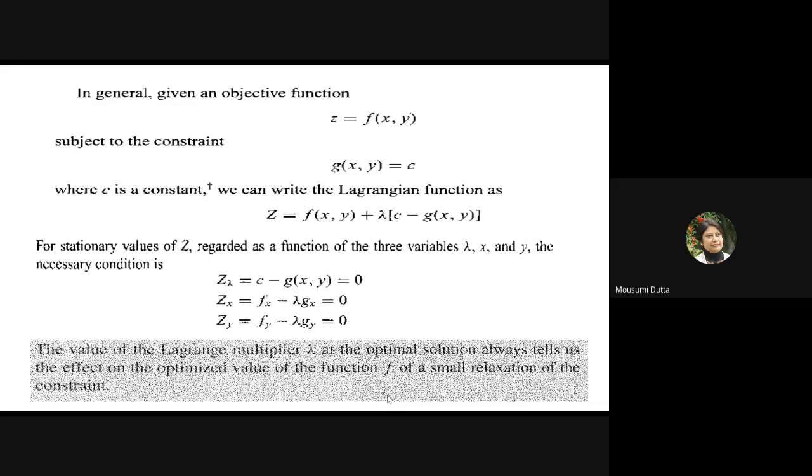So algebraically, what Lagrange is doing is writing a new objective function: z equal to f of xy, which was there, plus lambda times the constant minus the variable part. Actually, this equation we are writing as c minus g of xy equal to 0.